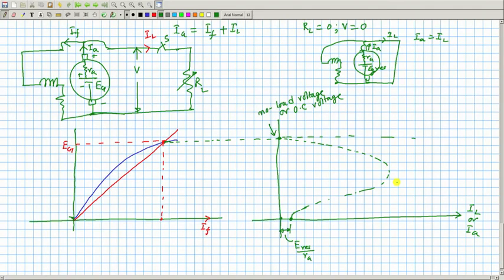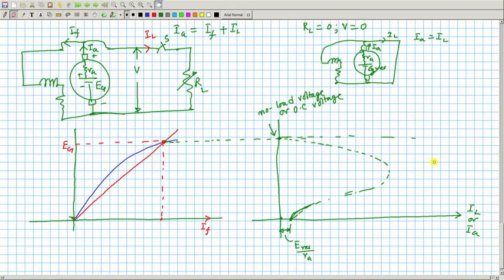So, the load characteristics of a shunt generator will be somewhat like this. It will start with a large voltage, then as you increase the load current, there will be drops. In case of a separately excited generator, it was not like that; it was going like this for the separately excited generator. This you must understand.